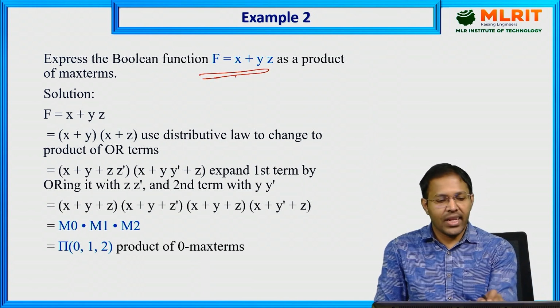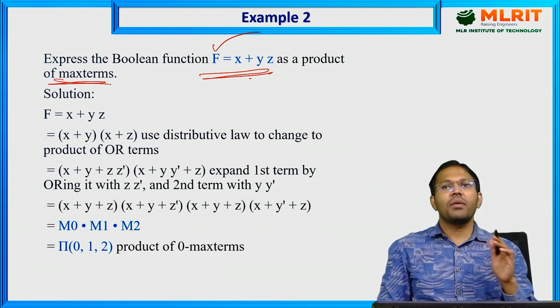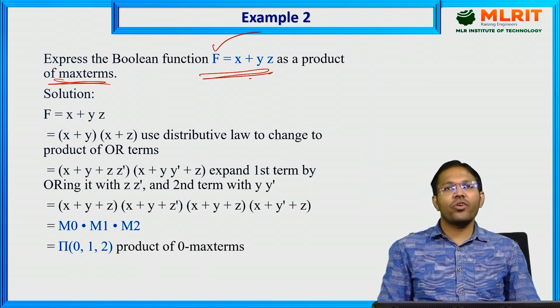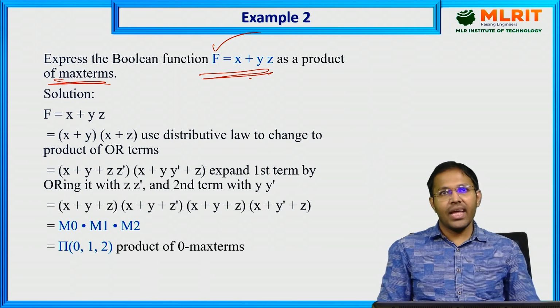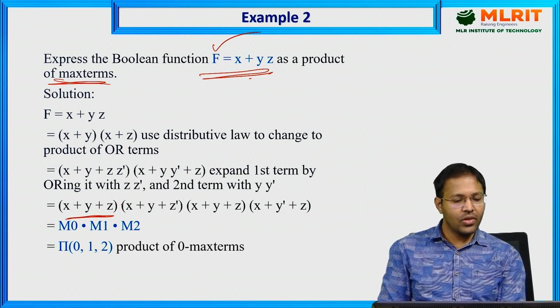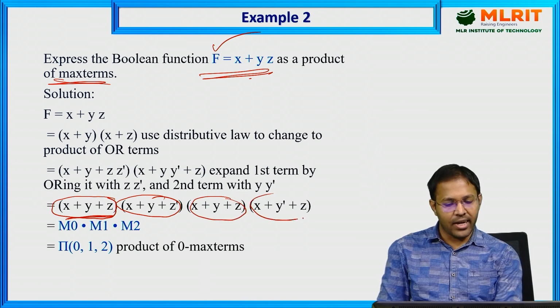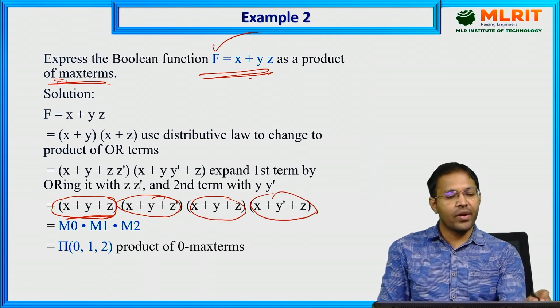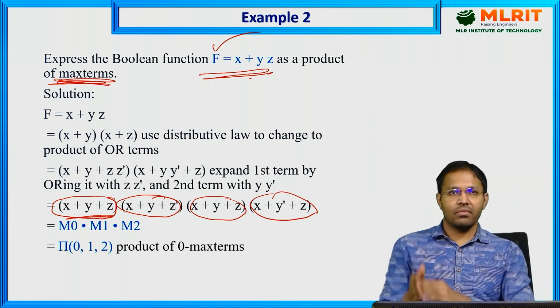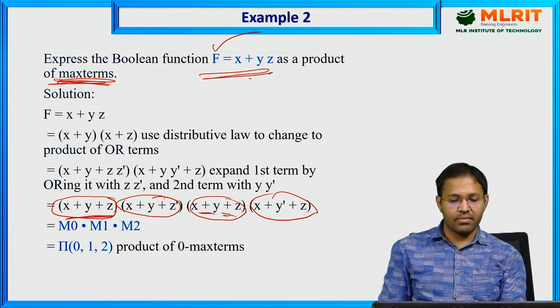We have a Boolean expression. So, this is standard form. Now, the question says, represent it in terms of the product of max terms. Express the Boolean function as a product of max terms. Let us look at the final result. You have a product of different terms: this multiplied by this, multiplied by this, multiplied by this. You have a product of something. Why is it called max? Because plus stands for OR.